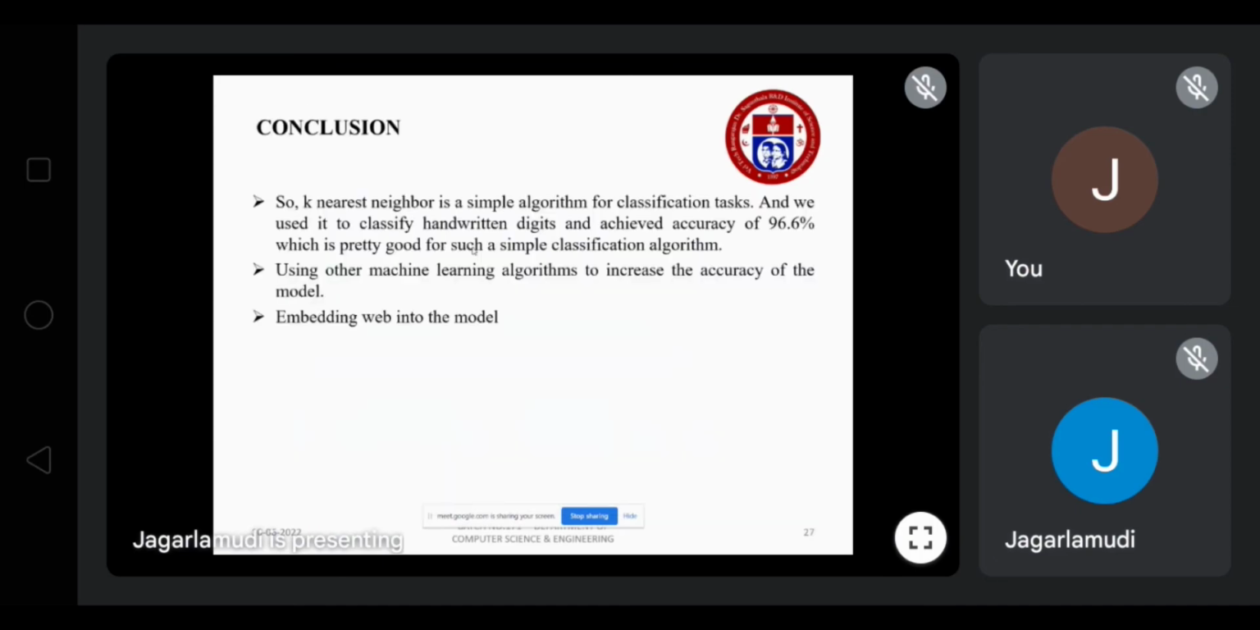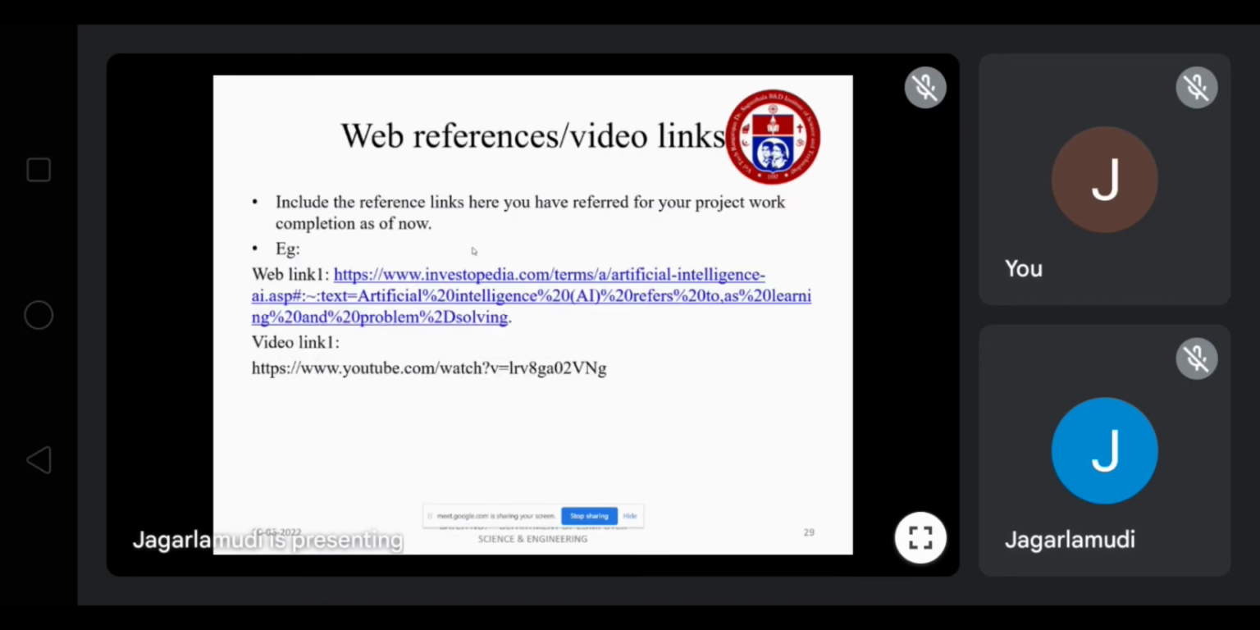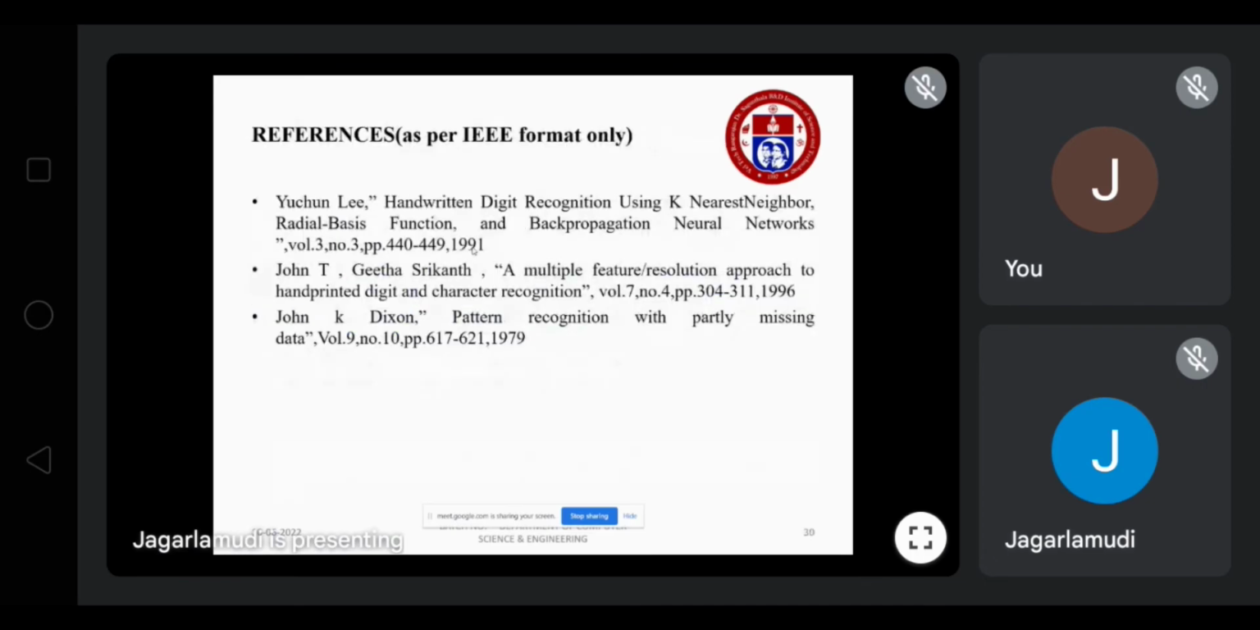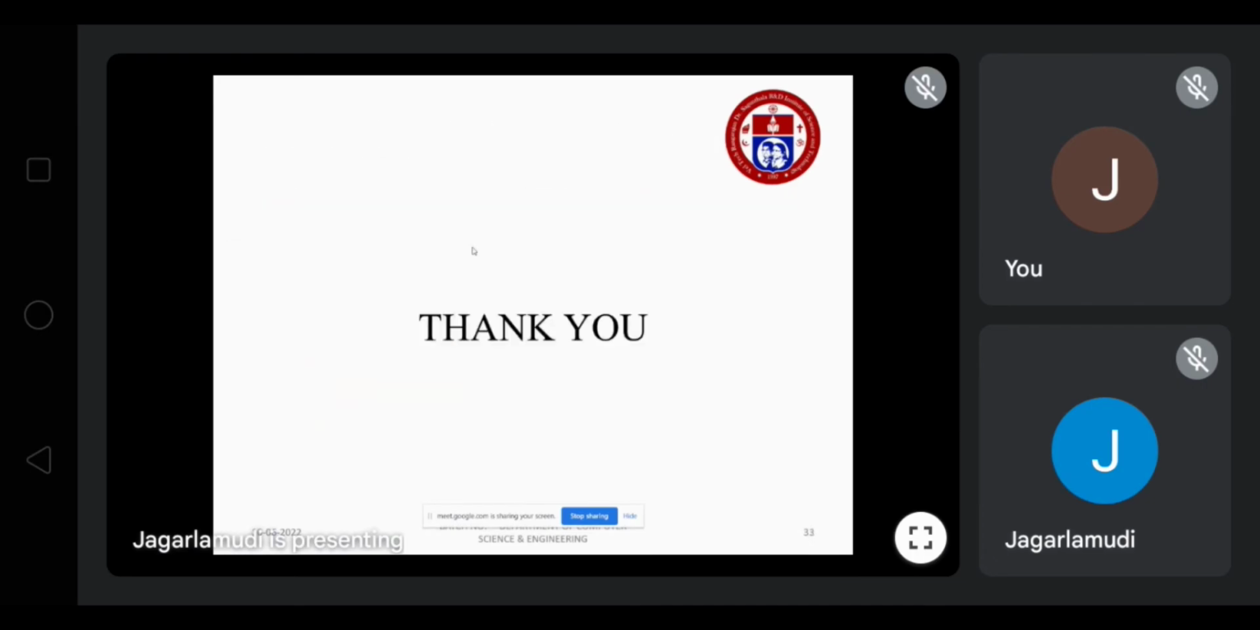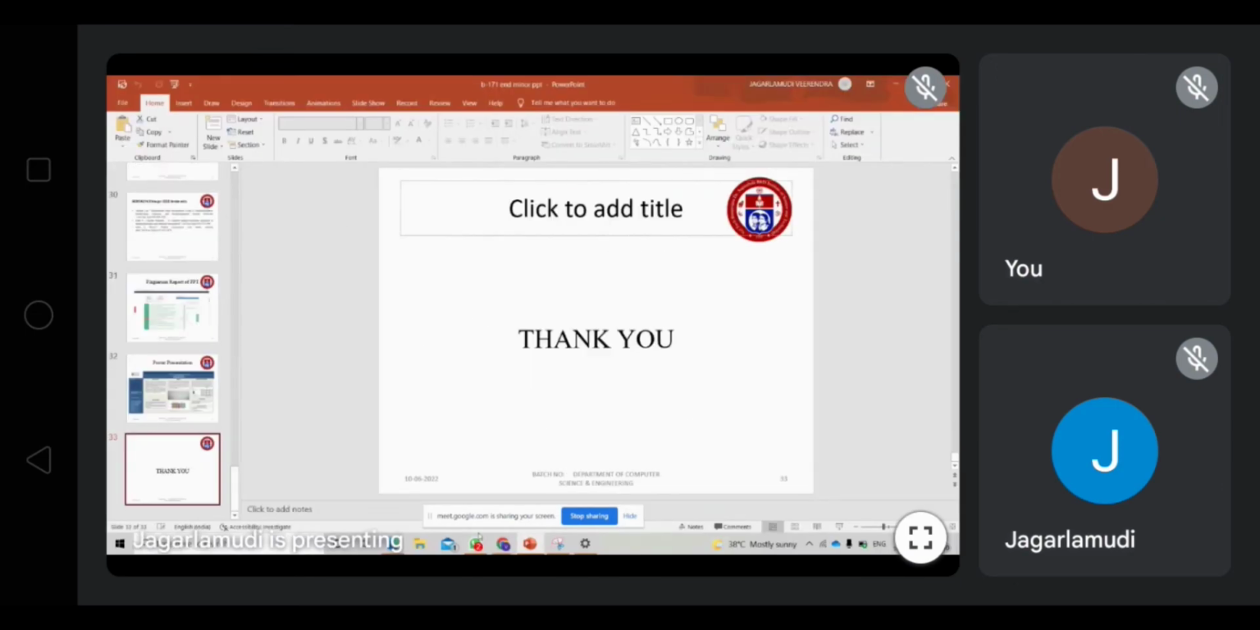This is the conclusion of our project. The nearest neighbor is an algorithm for classification tasks, and we have used it to classify handwritten digits and achieved an accuracy of 96%. This is the future enhancement, and we have also attached web references. This is the plagiarism report for our PPT, and this is the poster presentation. This is the task we started for our project.